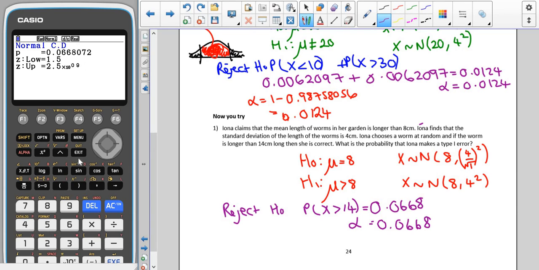This time, because it's normal and normal handles continuous probabilities, we don't have to change this at all. We can just put it straight into our calculator. In NCD, 14 is our lower, 9999999 is our upper, 4 is our standard deviation, and 8 is our mean, which gives us a probability of 0.0668.